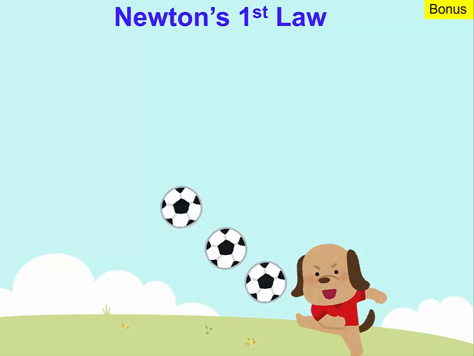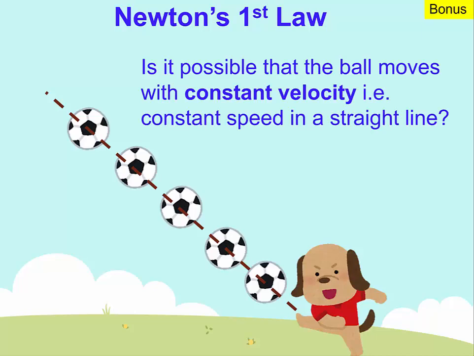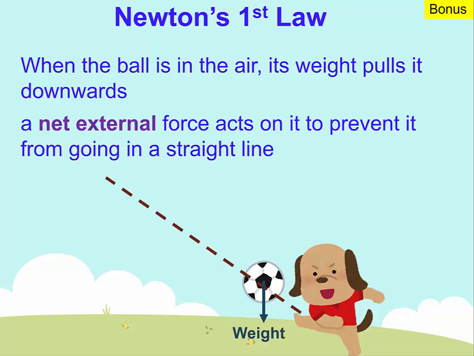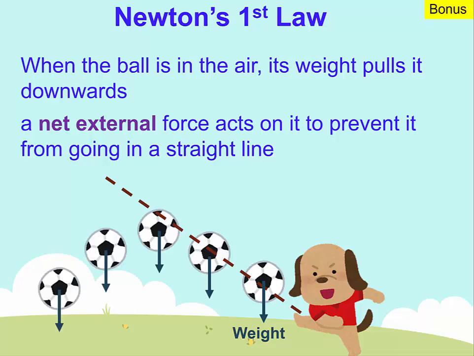Now, is it possible that the ball travels with constant velocity? That means the speed is constant and it moves in a straight line. What happens is this: when the ball is in the air, its weight pulls it downwards. So a net external force, in this case the weight, acts on it to prevent it from going in a straight line.